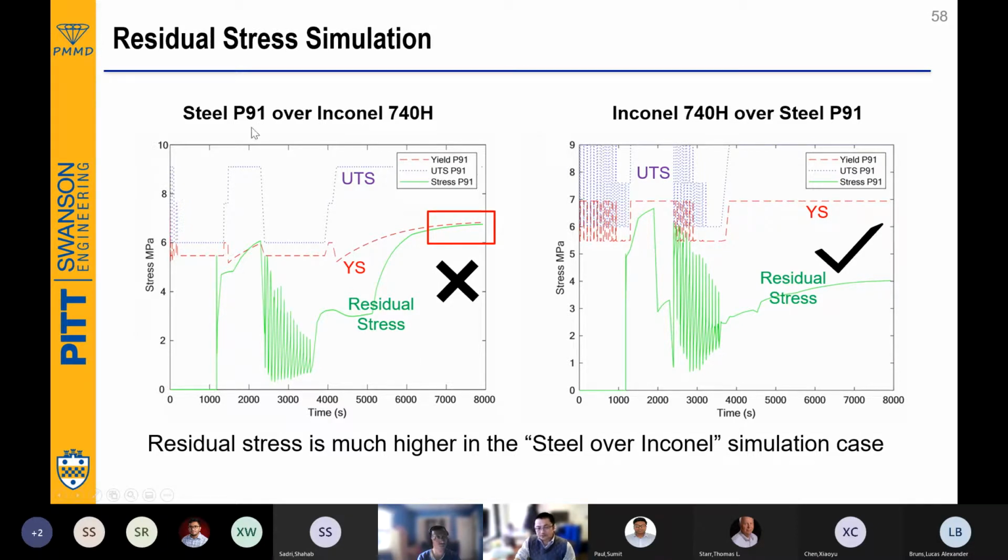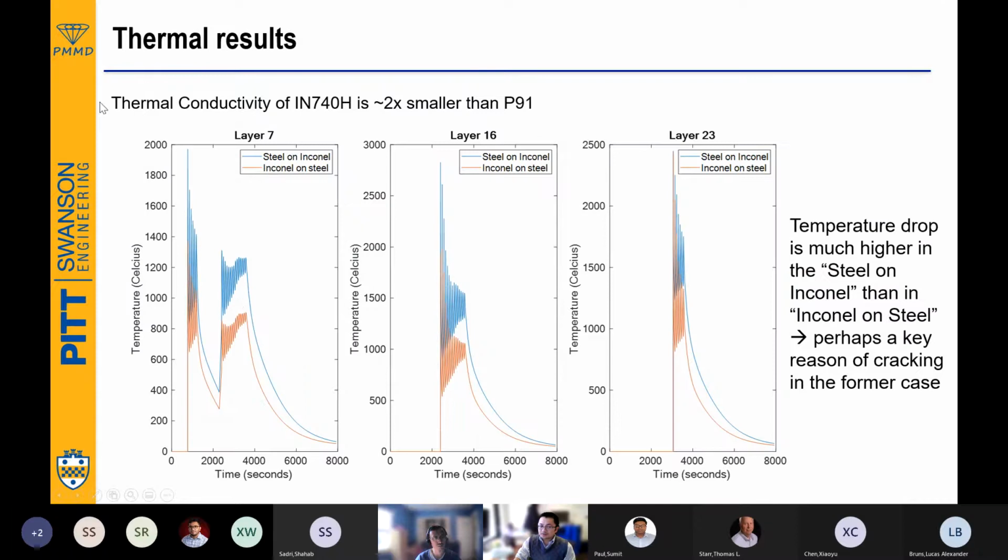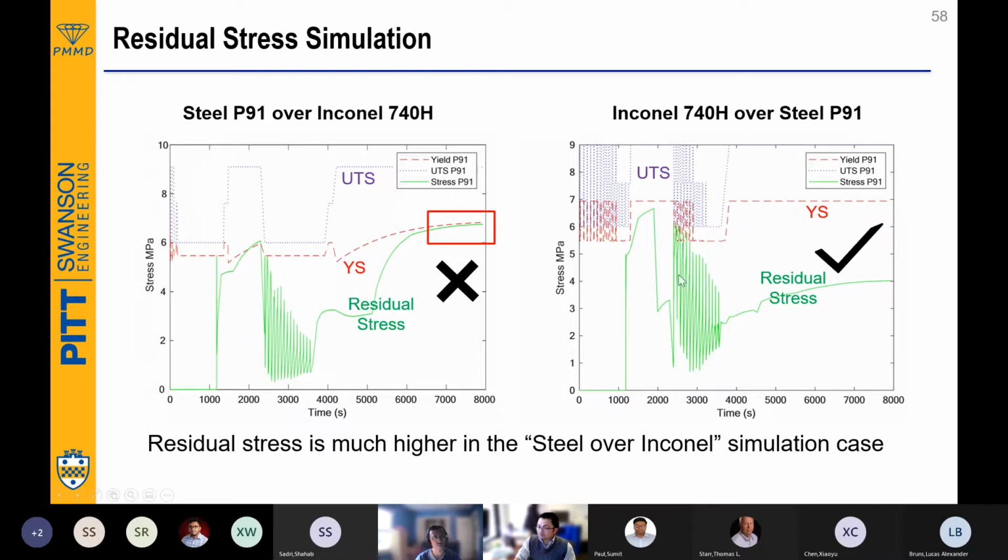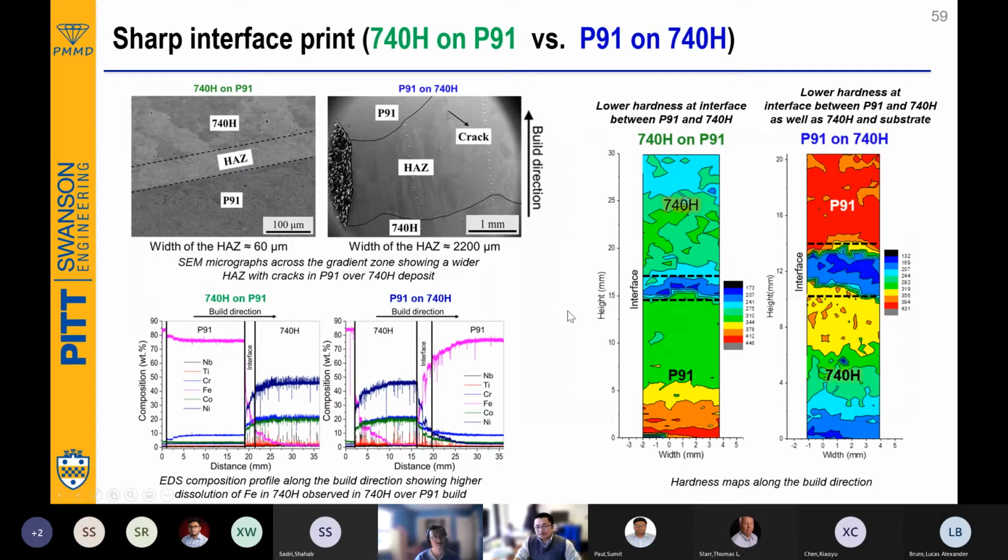As you can see, if you print P91 over 740H, then the residual stress intensity becomes comparable with the yield strength. But if you print it the other way, the residual stress always stays lower compared with the yield strength. That's another thing that you have to consider, because usually a metallurgical person does not really consider much the influence of thermal conductivity and its transfer to the residual stress. This becomes an issue.